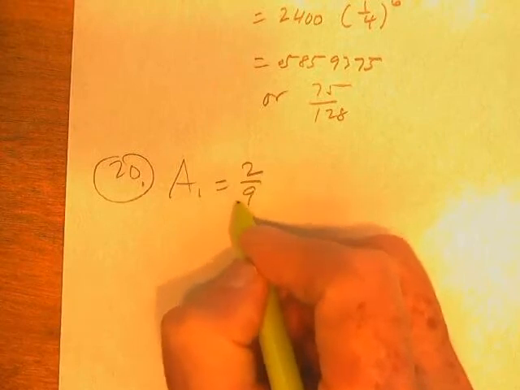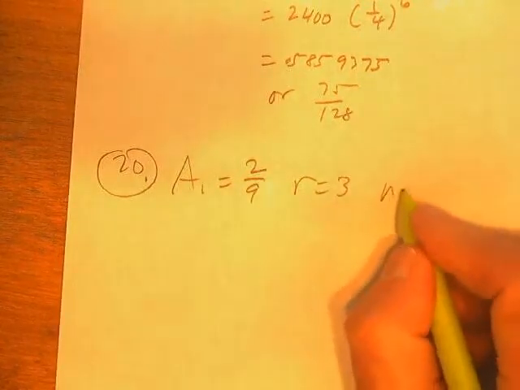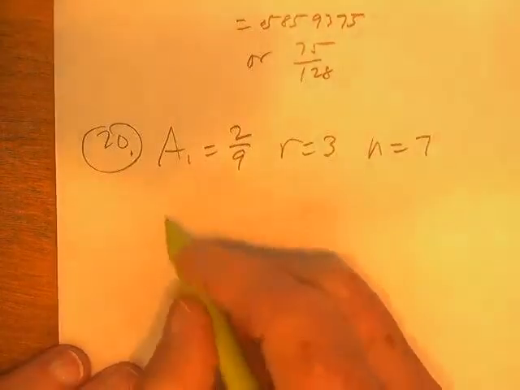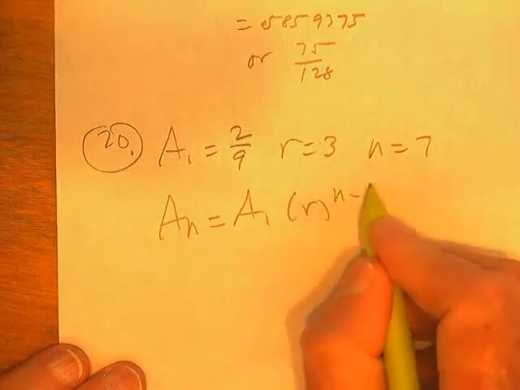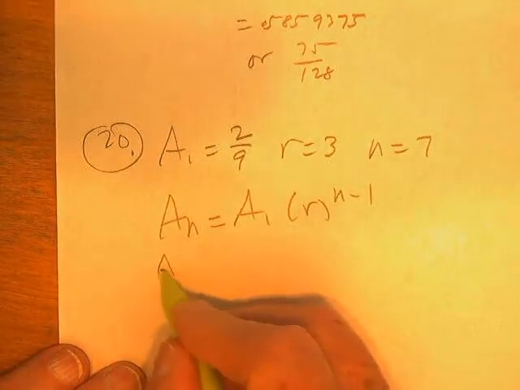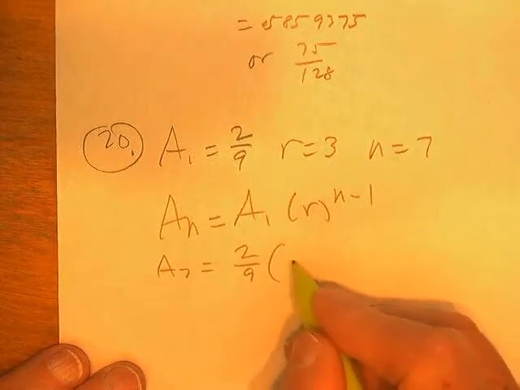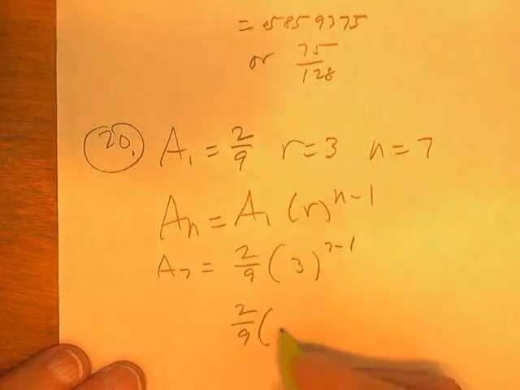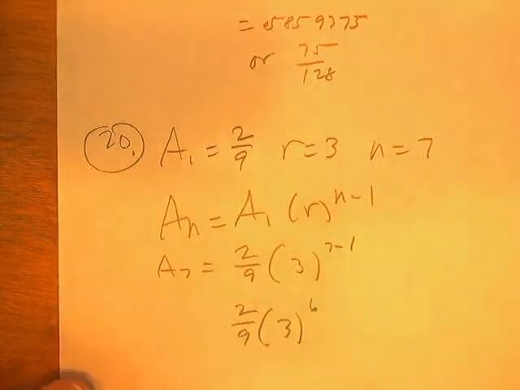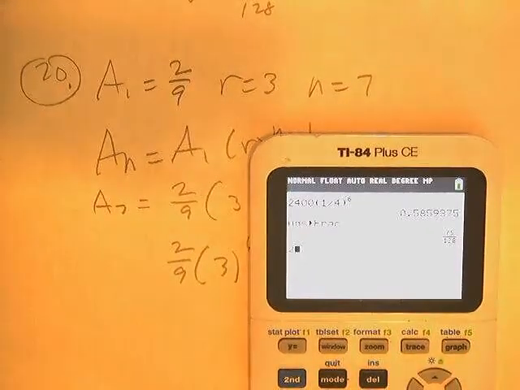A1 is 2 ninths. R is 3. N is 7. And I'm going to use my standard formula. I want to find AN, so I want to find the 7th term. R is 3. 7 minus 1 is going to be 6. 2 ninths times 3 to the 6th. Okay, let's calculate it. 2 divided by 9.